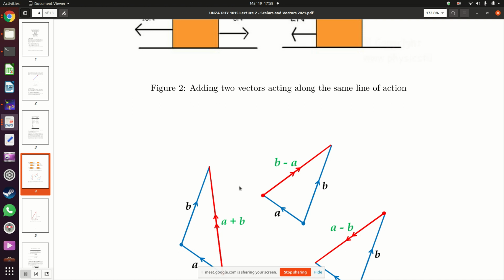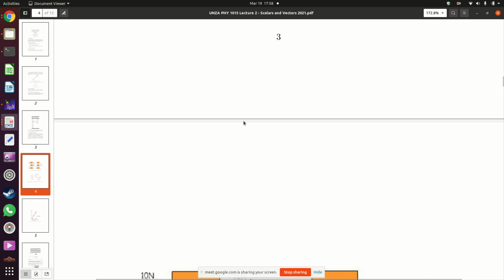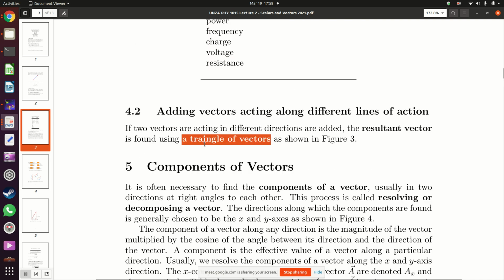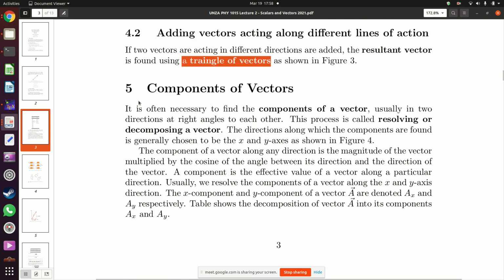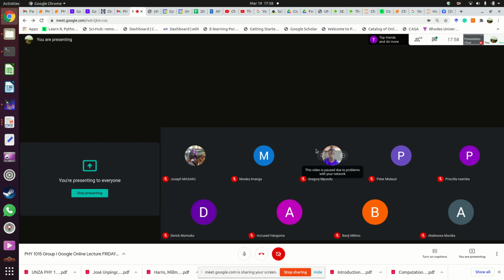So next week when we meet, we'll look at item number 5. What is a component of a vector? How do you find the component of a vector? Then how can we actually use these components to add vectors or subtract vectors? Are we clear? Do we have questions on what a vector is, on what a scalar is? Any questions? We have come to the end.